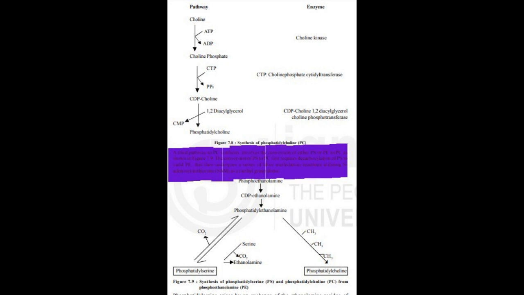Phosphatidylserine arises by an exchange of the ethanolamine residue of phosphatidylethanolamine for a seryl group. Decarboxylation of the serine of phosphatidylserine reforms phosphatidylethanolamine. 3 successive methylation reactions convert phosphatidylethanolamine to phosphatidylcholine. S-adenosylmethionine is the methyl group donor. We move on next to the metabolism of cholesterol.